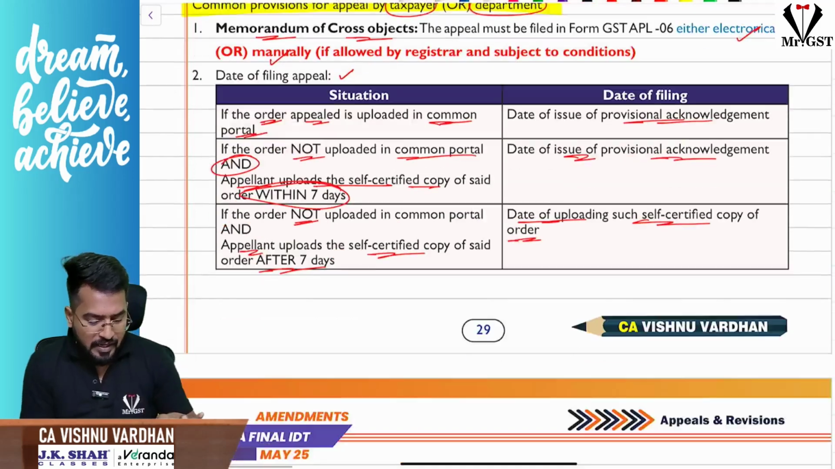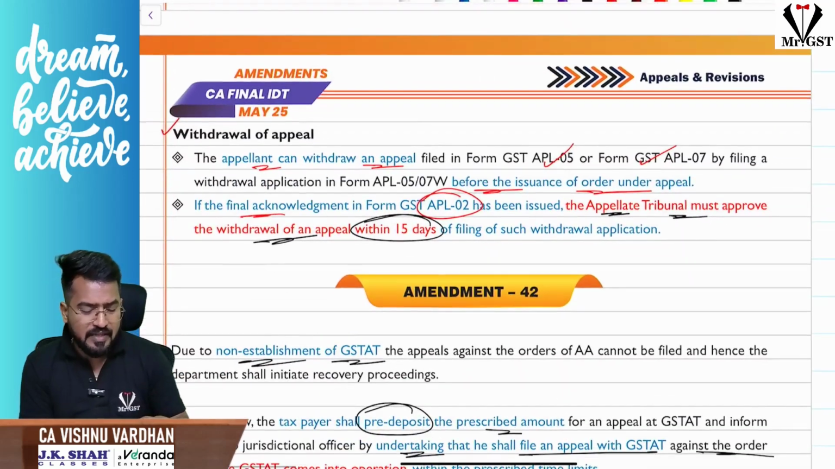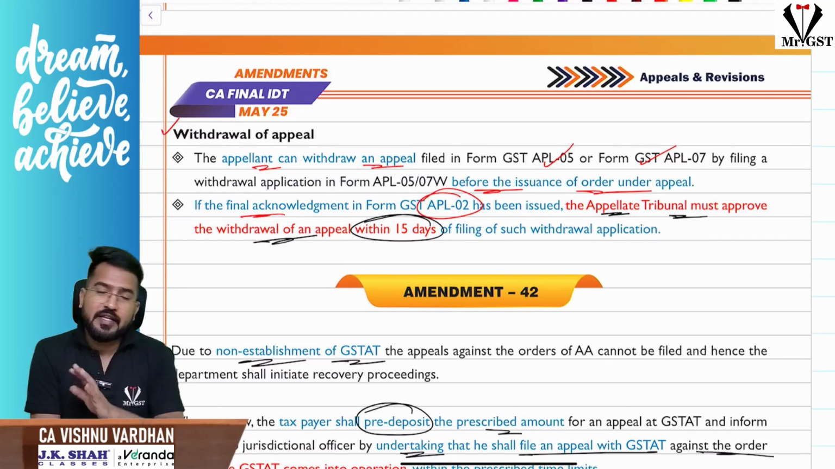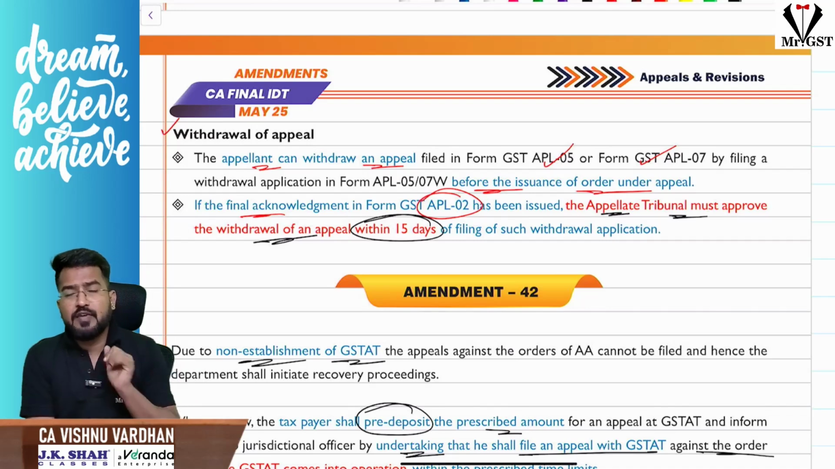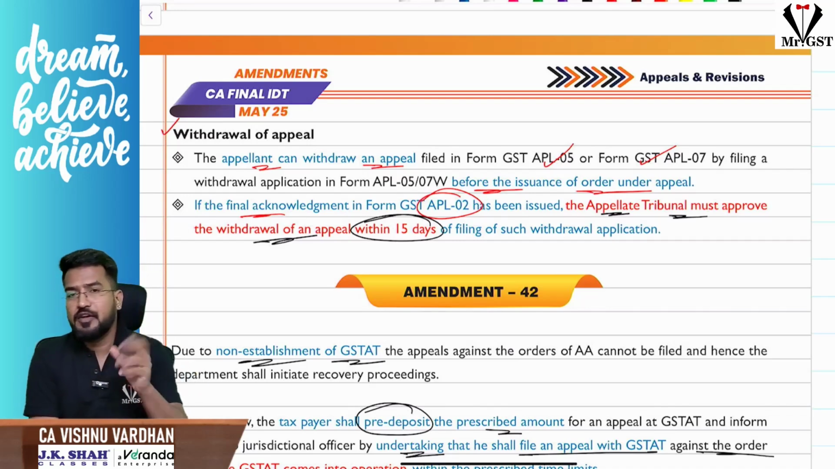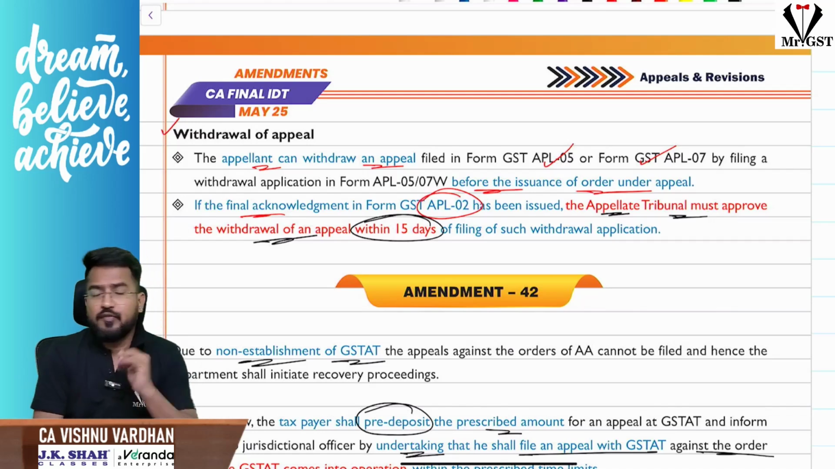And sir, you can also withdraw the appeal by filing a withdrawal application. If you are filing that before the order is given under the appeal, then you can withdraw it. And if you file a withdrawal application, the appellate tribunal will approve it within 15 days from the date of filing the withdrawal application.